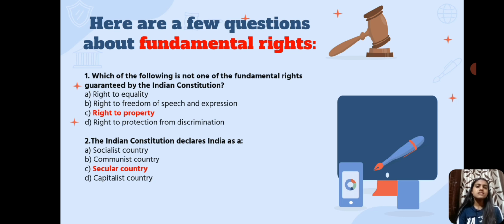The Indian Constitution declares India as A. Socialist country, B. Communist country, C. Secular country, D. Capitalist country. According to the preamble of our Constitution, India is a secular country. That is, in our country, the citizens are free to follow the religions of their own choice.